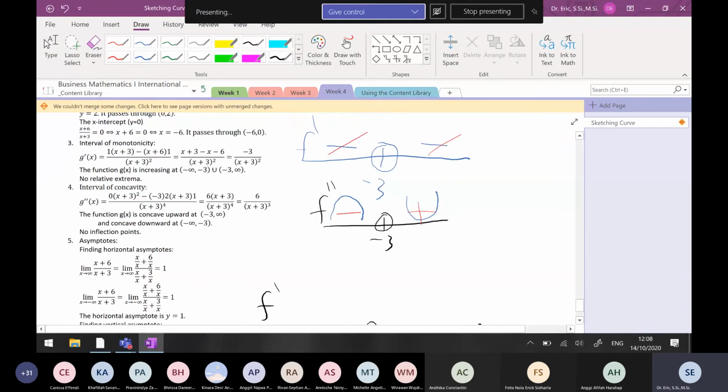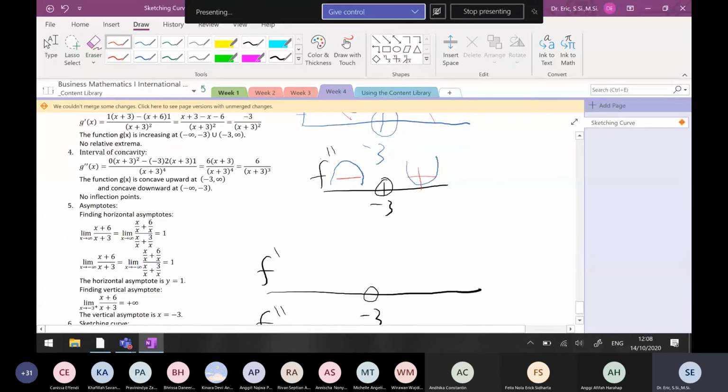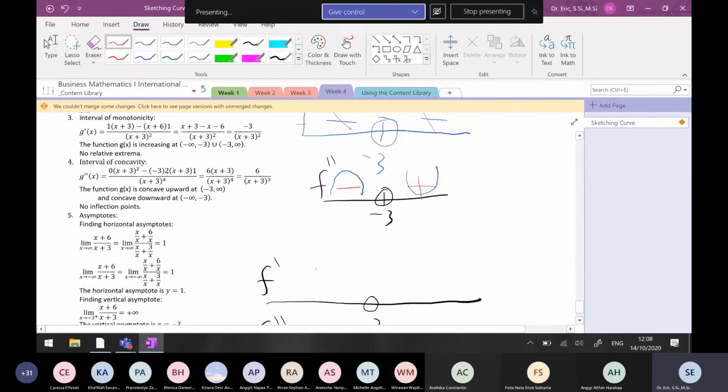Oh, this is wrong. Oh no. This is wrong. This is wrong, and this is wrong. It should be decreasing, yeah. Decreasing. Okay. So this is decreasing.